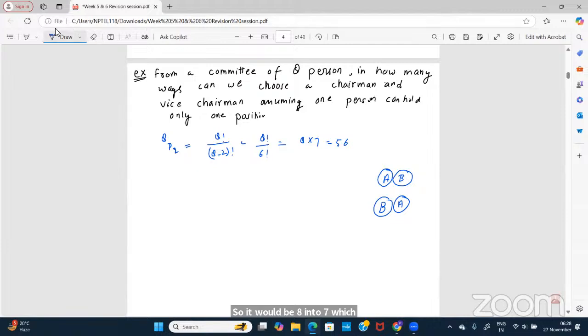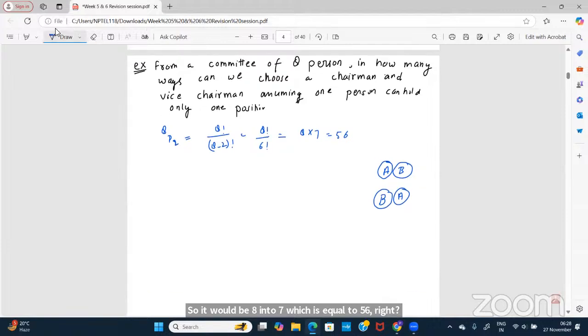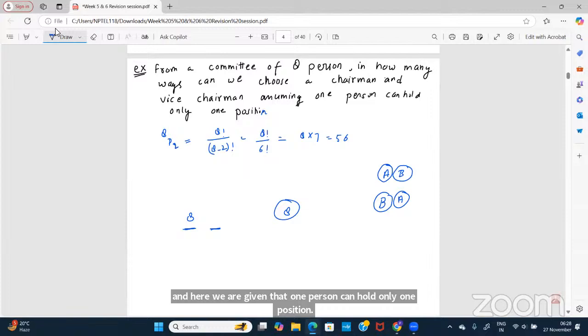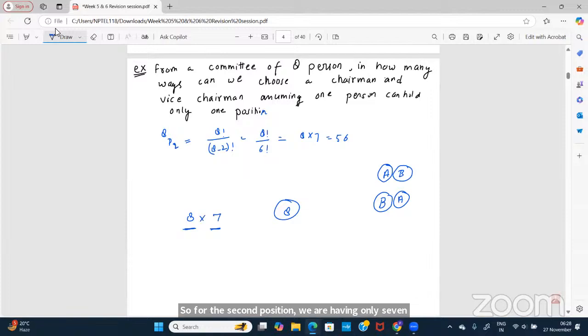Okay. Now, if you're not using the formula of permutation, then simply you can see that we have to select 2 out of these 8. For the first person, you are having 8 options, right? And here we are given that one person can hold only one position, right? So for the second position, we are having only 7 options, right? So it will be 8 into 7. Is it clear? Yes, ma'am.